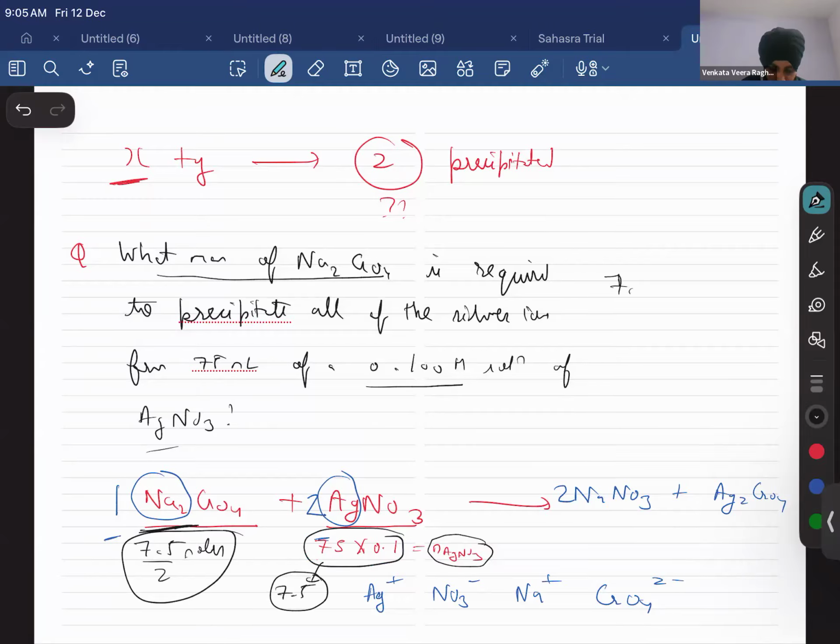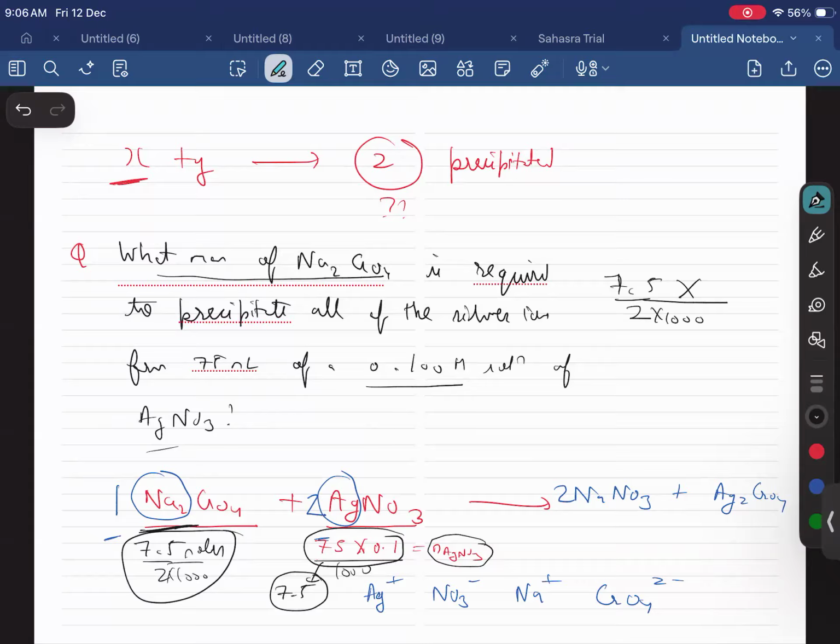Okay. Now we should find out the mass of Na2CrO4. So which will be 7.5 divided by 2 into, okay, it's in ml, so we have to divide by 1000 also here. So there will be 1000 division also. Yes, sir. Then you have to find the mass of it. So I'll be multiplying with the molar mass of Na2CrO4, which is how much? 162, sir. So just do it. How much are you getting? 7.5 into 162 divided by 2 divided by 1000. 0.6 grams, I guess, sir.